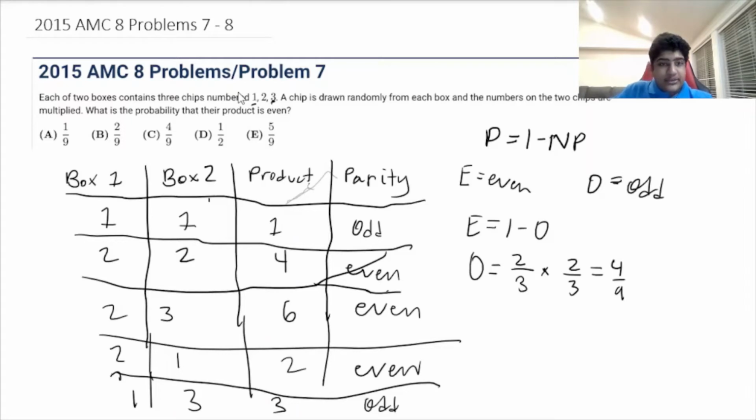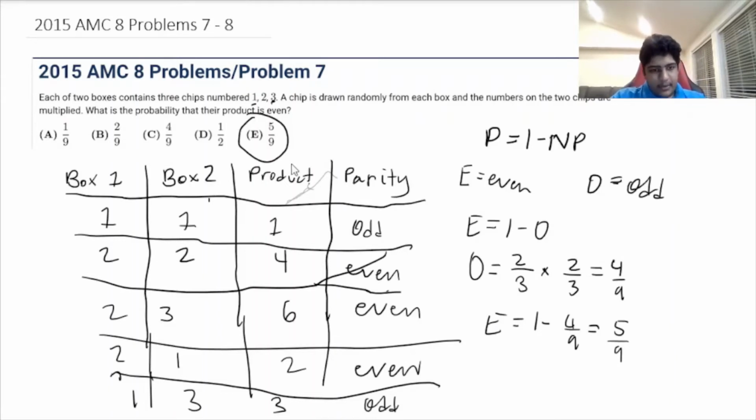And now we can actually solve the problem. Since we know the odd probability is 4/9, we have that the even probability is equal to 1 minus 4 over 9, which is equal to 5 over 9. Choice E. And we are done with the problem.